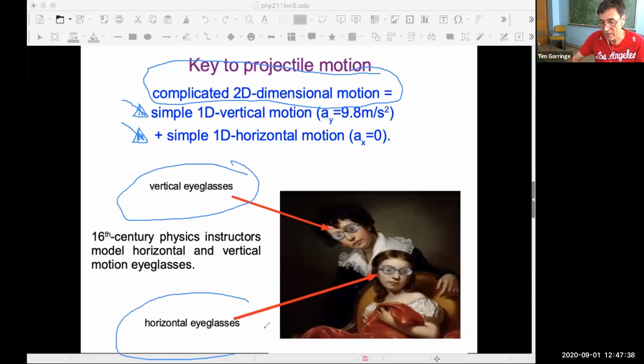If we had horizontal and vertical eyeglasses that you could put on, with the vertical glasses you just see the vertical motion, and with the horizontal glasses you just see the horizontal motion. Then you'd realize underneath that complicated two-dimensional path just how simple the vertical motion is, just like a falling body, and just how simple the horizontal motion is. It's just an object moving with constant velocity. We don't have these glasses, obviously, but imagine having them, and that's the way to understand projectile motion.